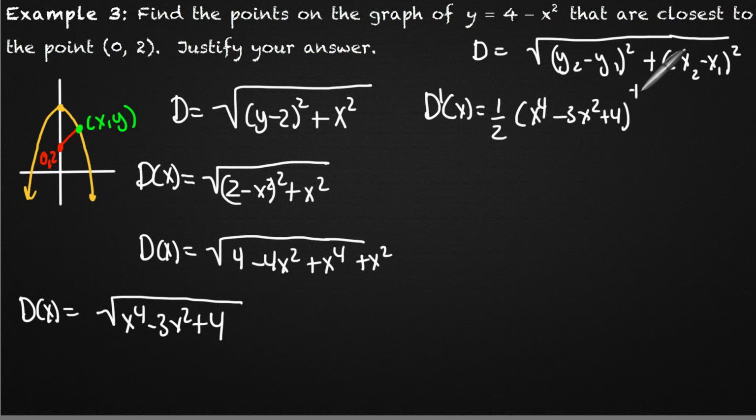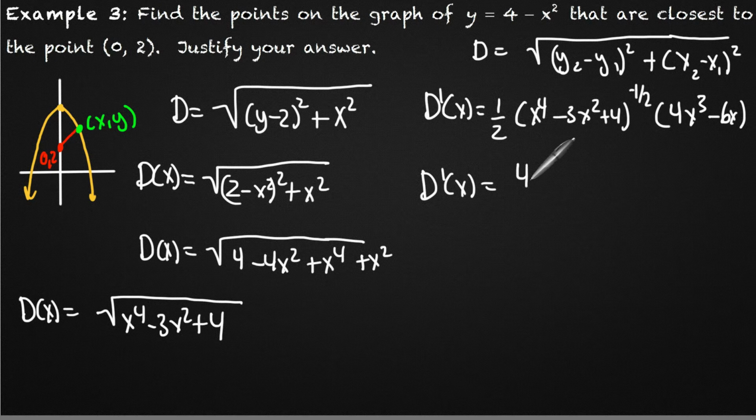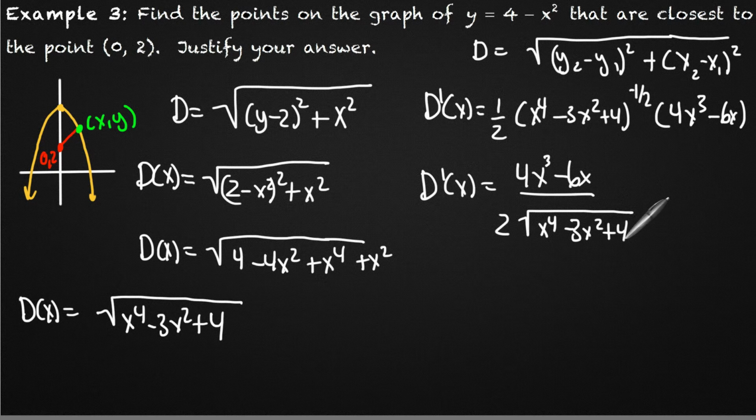I'm going to drop the power down to 1/2, and then I'm going to multiply by the derivative of the inside, which is 4x cubed minus 6x. That's my derivative. So now I'm going to rewrite this a little bit. I'm going to leave this on the top because it's not raised to any negative exponent. There's already a 2 on the bottom, and I'm going to move this down to the bottom. And so that's going to be the square root of x to the 4th minus 3x squared plus 4.